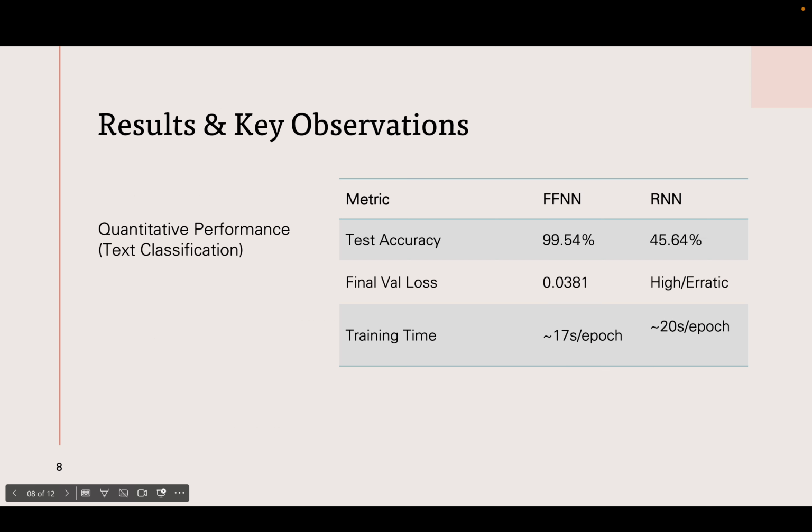These are the final results and the key observations we got after running all these models and after going through all the TensorBoard logs which we displayed using the models we ran. So we began by comparing a feed-forward neural network and a recurrent neural network on the fake news dataset. The results were surprising. Our FNN model reached nearly 99.5% test accuracy, while the RNN struggled, hovering around 45%.